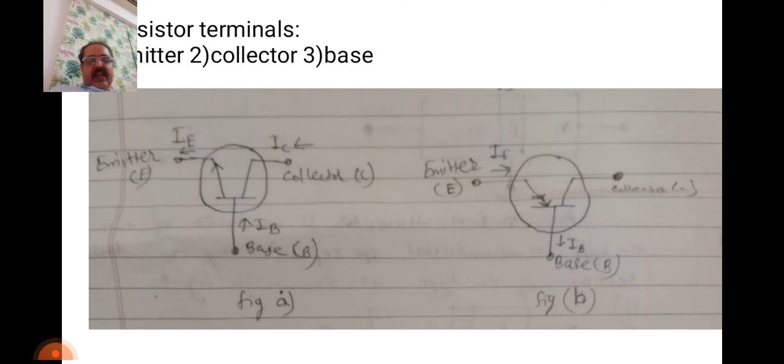The transistor has three regions: emitter, base and collector. The base is much thinner than the emitter, while the collector is wider than both. So you have to observe this in this figure.